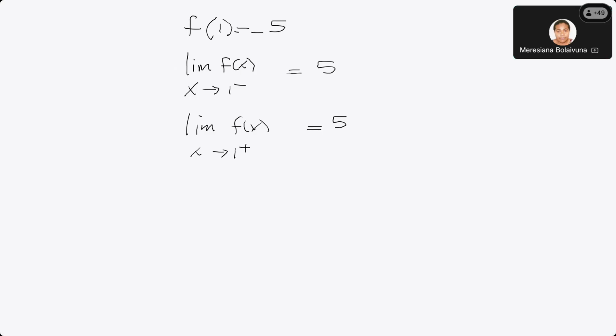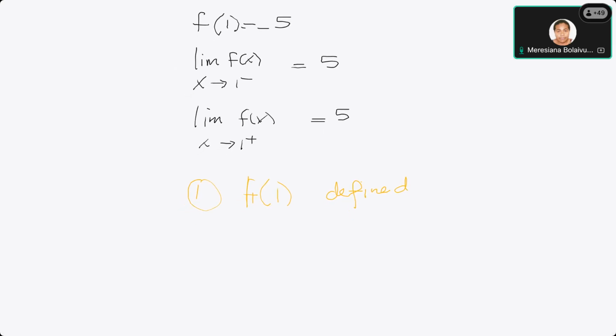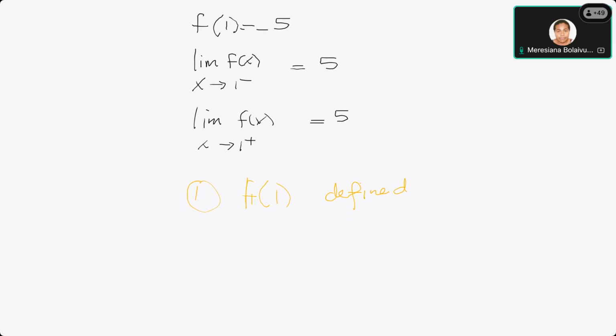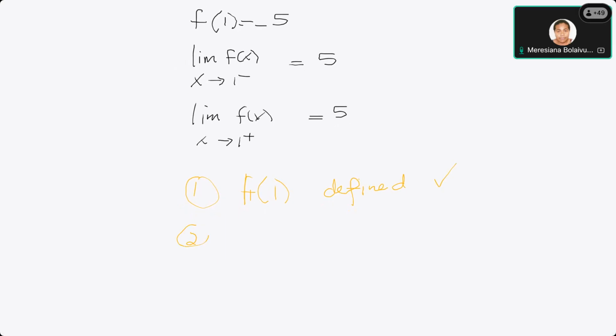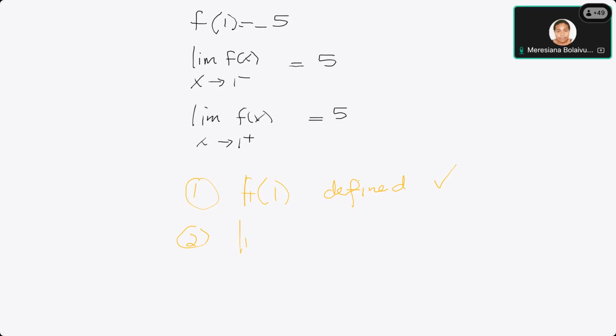Okay, so the first condition is, is f of 1 defined? Defined meaning when you take 1, you get an answer. Our answer is 5. So that means, yes, the function is defined. Number 2, does the limit for the function exist? Does the limit for f of x exist?